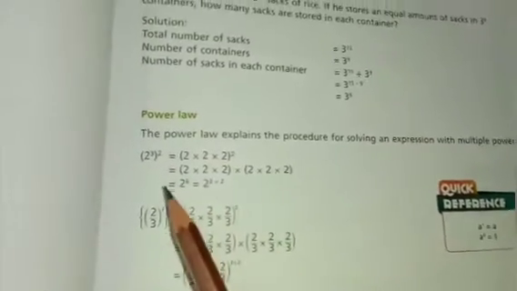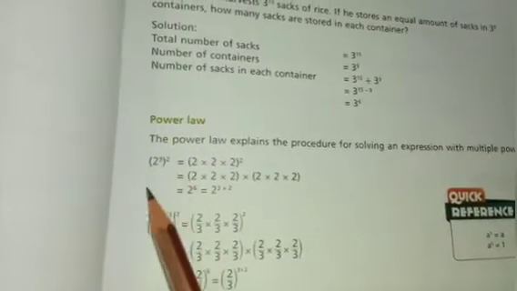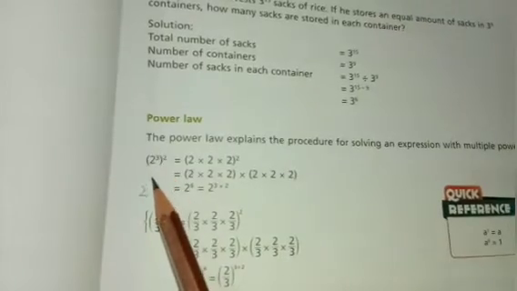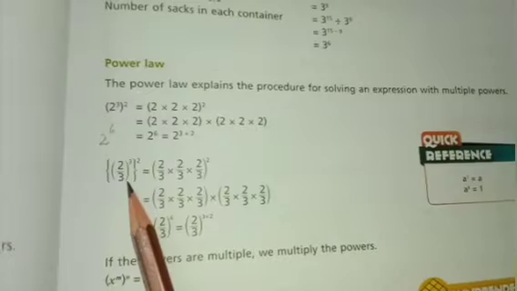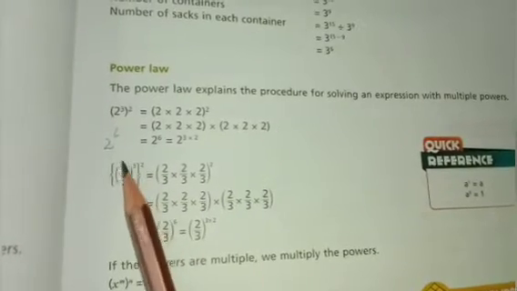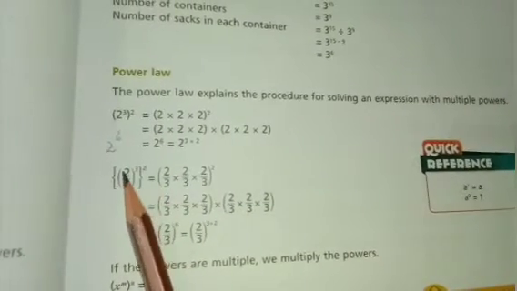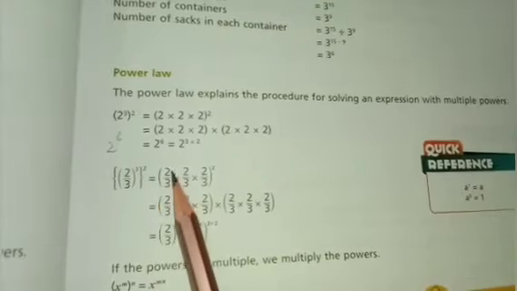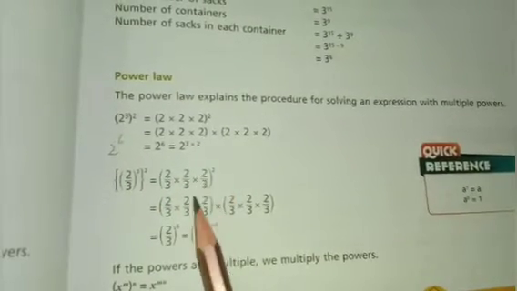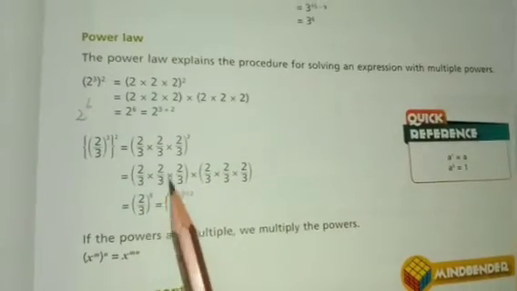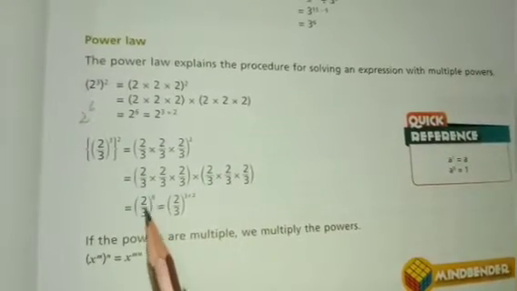So simply we can say that when multiple powers are given, you simply have to multiply the powers to get power 6. The answer will be the same. Now take 2 over 3 whole power 3, whole power square. So 2 over 3 whole cube is 2 over 3 multiplied by 2 over 3 multiplied by 2 over 3. And now whole power square, so we can write it twice. Now 1, 2, 3, 4, 5, 6. So 2 over 3 whole power 6.